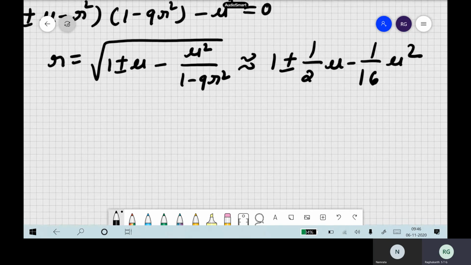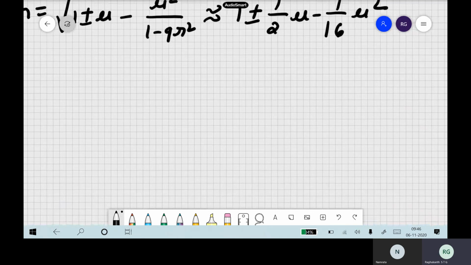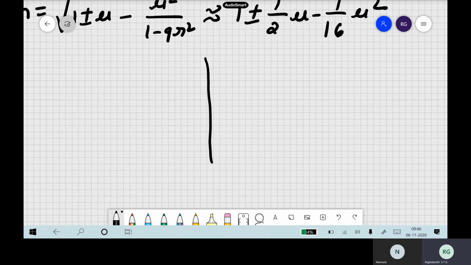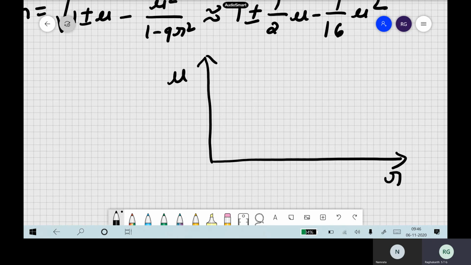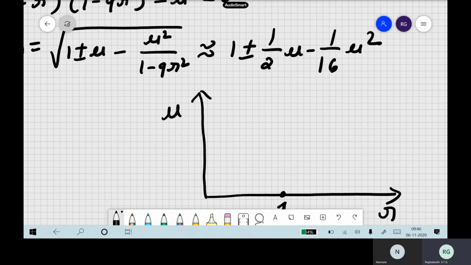Okay, so now how are the expressions looking, and how will the boundary look now? When mu is equal to 0, as you followed, everything collapses to 1 only. That is the first root, because we are interested in the first root only.